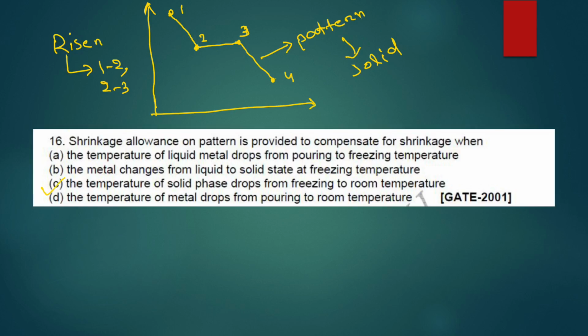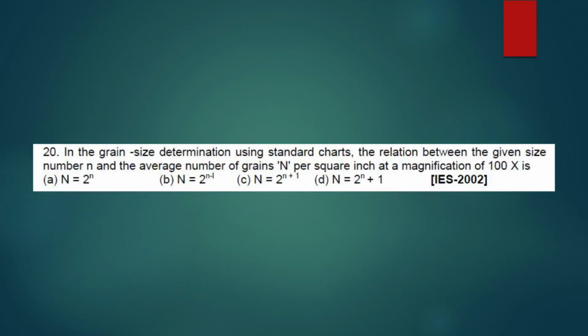Then the temperature of metal drops from pouring to room temperature. Pouring temperature is at point 1 and room temperature is at point 4. Here we are using both riser and pattern. In some exams they directly ask this question without changing any options also, so you just remember the options.